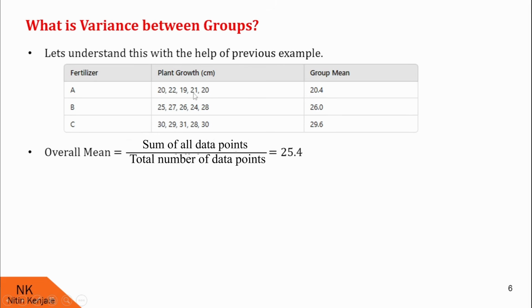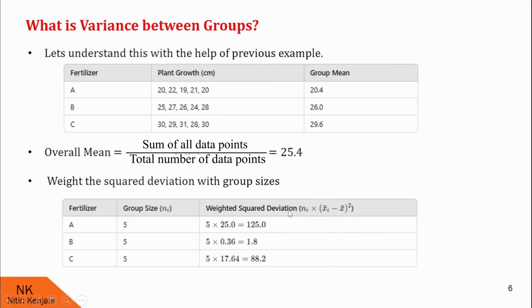So there are 15 data points and I found the overall mean is 25.4. Next, we calculate the weighted square deviation of group sizes. It can be calculated using the formula Ni times (xi bar minus x bar) the whole square, where Ni is the size of each group. Here we see each group has size 5. So N1, N2, N3 are 5. Xi bar means group mean and x bar means overall mean.